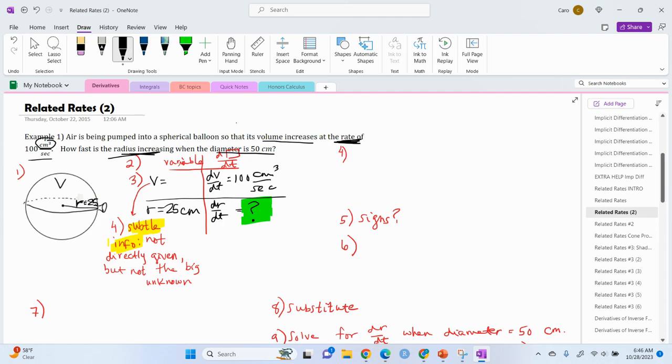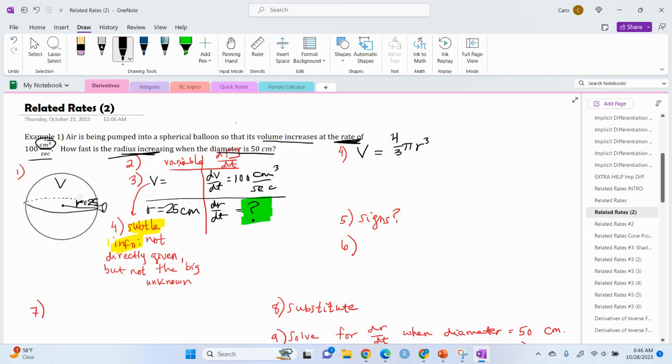So don't do that. There's one question mark. That's what you're looking for, and that's going to guide your entire solution process. Okay, let's go ahead and find V here. So what formula can I use to find V? Volume of a sphere.